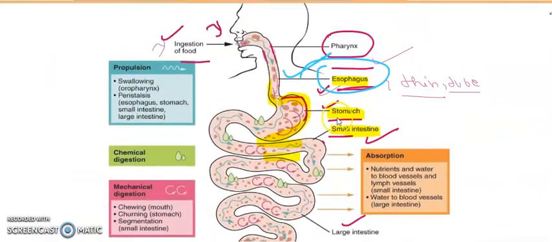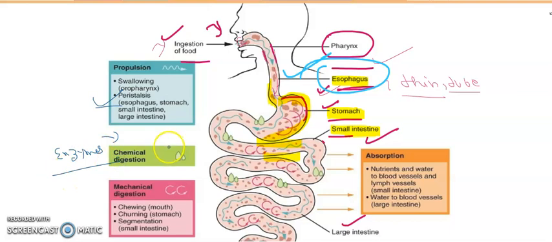This is the diagram that we discussed here. Ingestion of food is there, and the term peristalsis was cleared. I hope the term peristalsis is clear to you. Then after that we discussed absorption. And there is the chemical digestion of food. If chemical digestion of food is taking place, then enzymes are helping in this. Enzymes have a role in the chemical digestion of food.